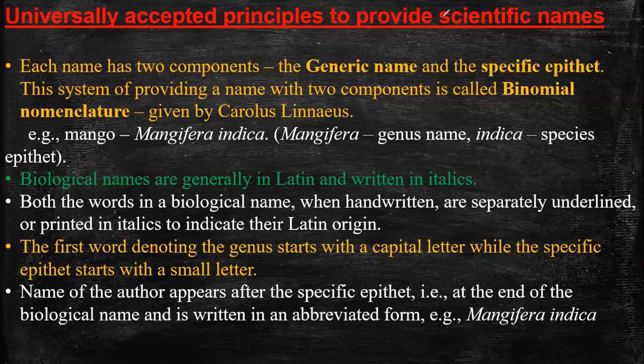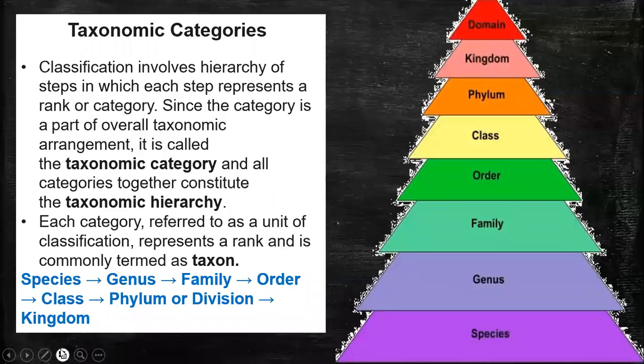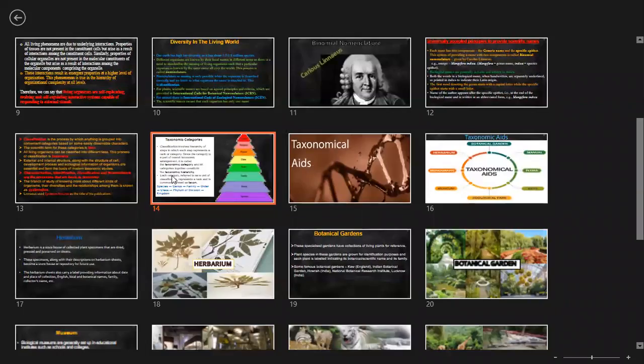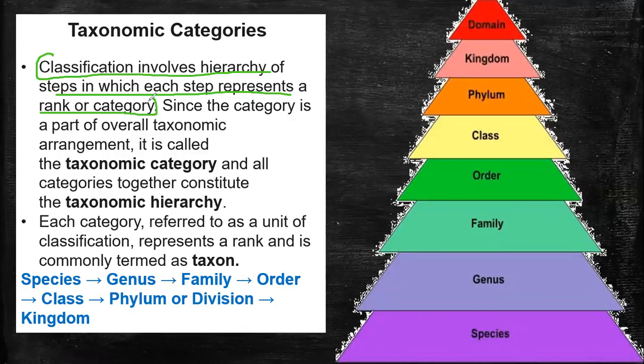That's what I have told you to stop. Taxonomical hierarchy. Yeah, same slide. There are certain taxonomical categories. Taxonomical categories is a classification involving the hierarchy of steps in which each step represents a rank or a category. For that, you should know the hierarchy of binomial nomenclature. The very basic or fundamental unit of classification is the species.